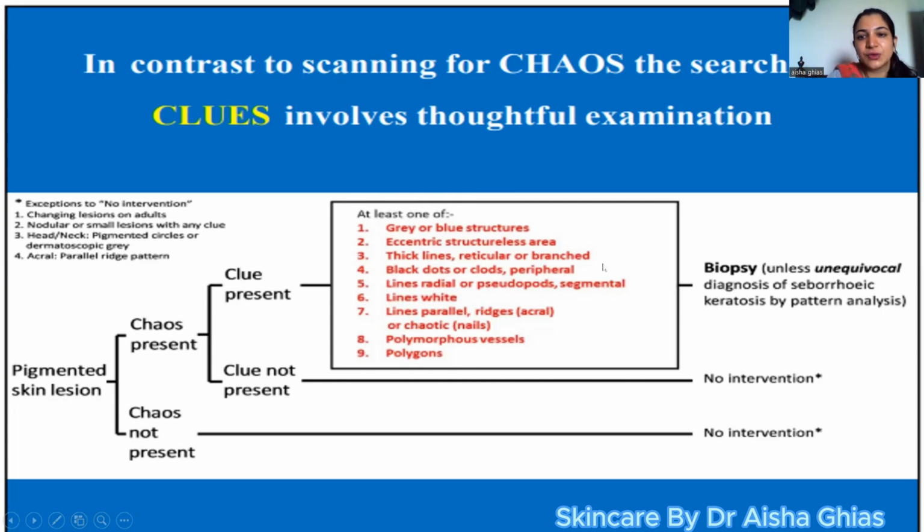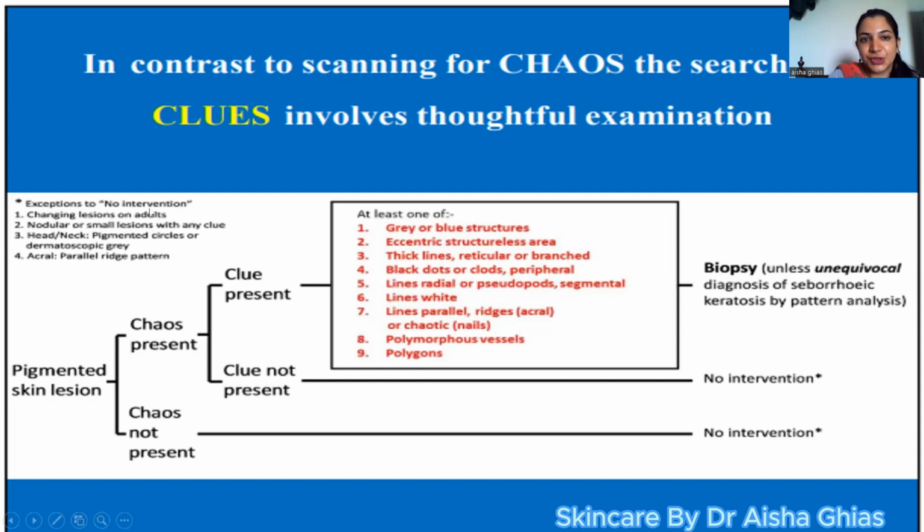If any one of these clues is present, you are obviously going for biopsy, unless in the presence of chaos and clues, you find that the diagnosis of SK is unequivocal. That means, despite the presence of chaos and clues, sometimes some lesions of SK show chaos in one of the clues, but it's your clinical sense and experience that tells you that the diagnosis of seborrheic keratosis is unequivocal over here. Then you can maybe bypass biopsy, but otherwise do not.